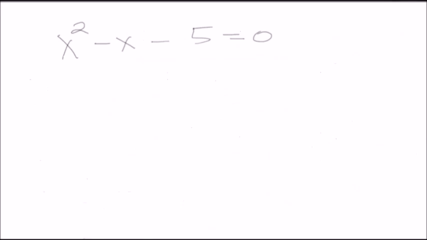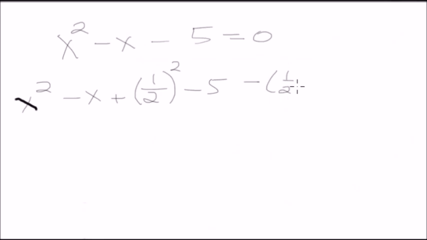This might be a good time, if you want to try completing this square on your own, to pause the video. So what I'm going to do is look at the coefficient on x. I'm going to say x squared minus x, and the coefficient is negative 1, so I'm going to add (1/2) squared, and subtract (1/2) squared, minus 5, which is still equal to 0. Now these first three terms make a perfect square.